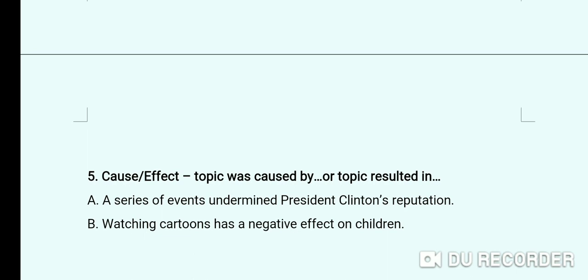Now, the fifth one is cause and/or effect. Topic was caused by, or topic resulted in. There are why questions. For example, what made you quit a well paying job? WH questions are there. Why are horror movies so popular? Why has Ben acted so depressed lately? Why did our team fail to make the league playoffs?